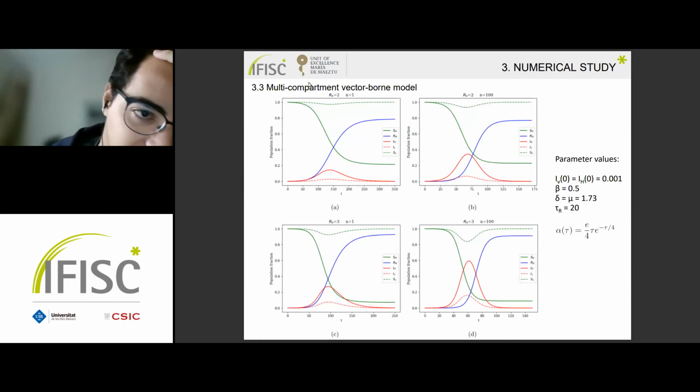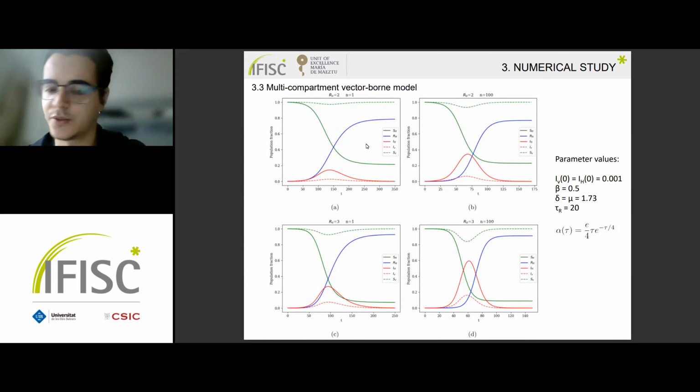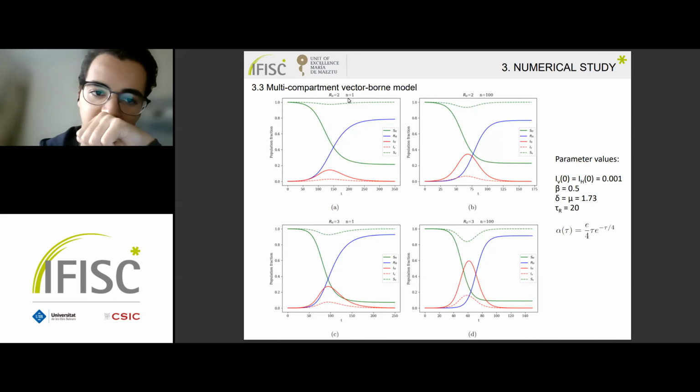And here we are analyzing the multi-compartment model applied to the vector-borne model. So in these cases, we are comparing the single compartment case, n equal to 1, with n equal to 100 for the same reproduction number, for reproduction number equal to 2, and here for reproduction number equal to 3. What do we observe? As we increase the number of compartments in the host population, we get the same final steady state usually, but very different intermediate dynamics.